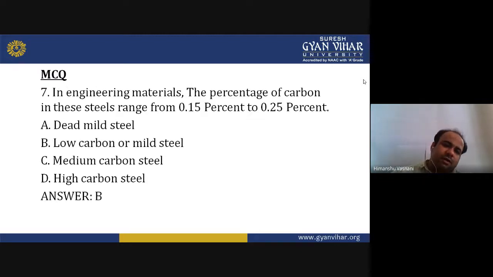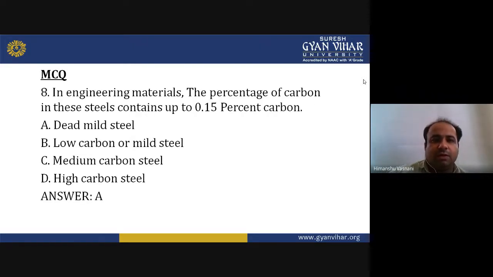Now, in engineering materials, the percentage of carbon in these steels ranges from 0.15% to 0.25%. So what do we call this? We call this low carbon or mild steel.